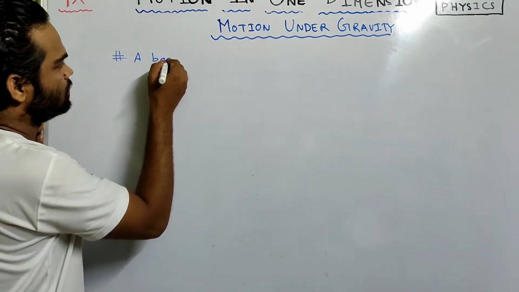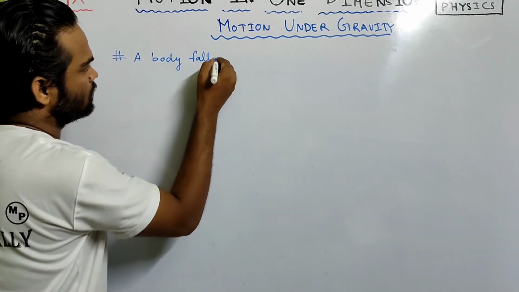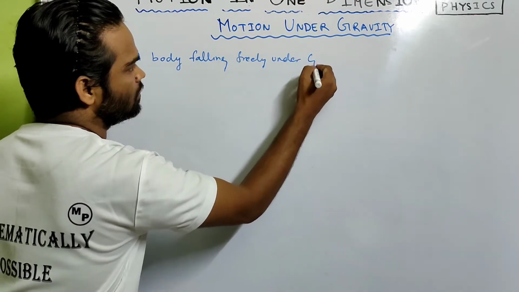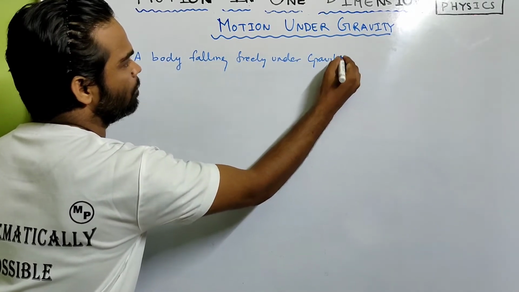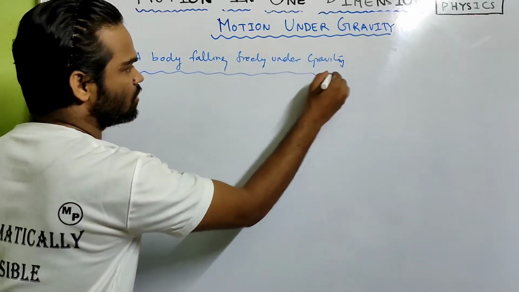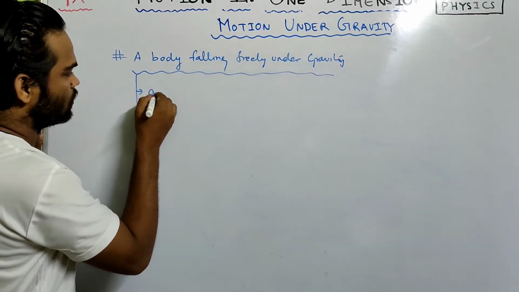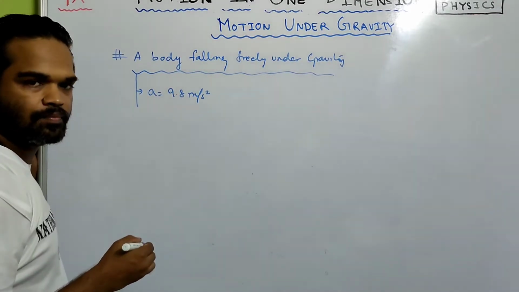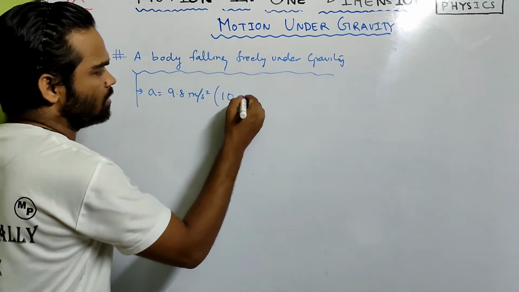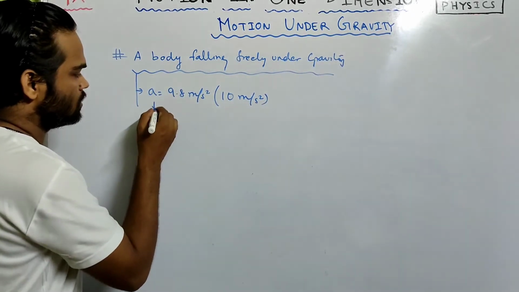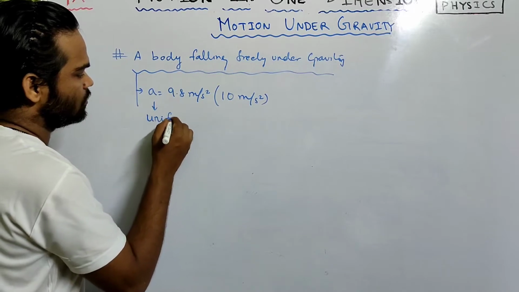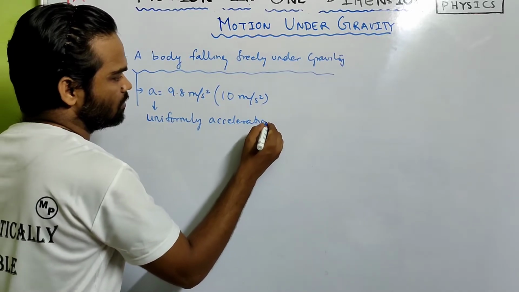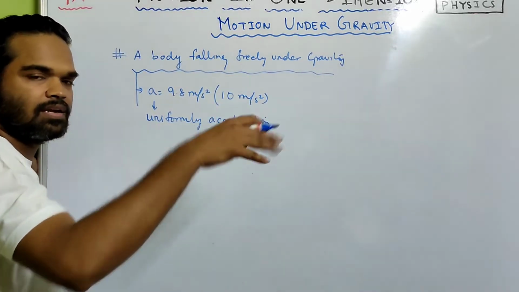A body falling freely under gravity moves with an acceleration which is equal to 9.8 meter per second square, roughly equal to 10 meter per second square. It's uniformly accelerated motion when the body falls freely under gravity.